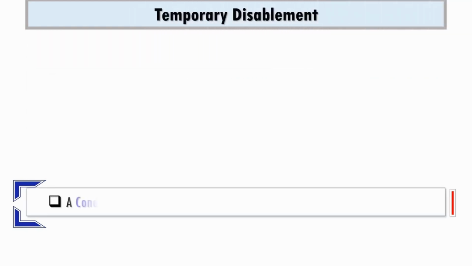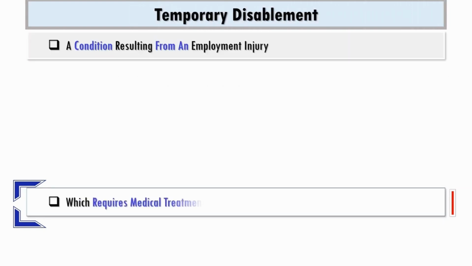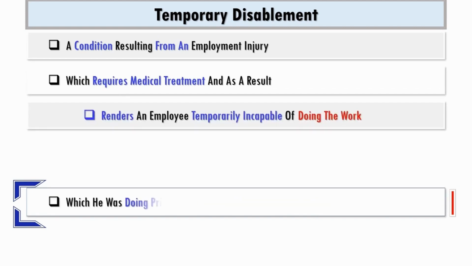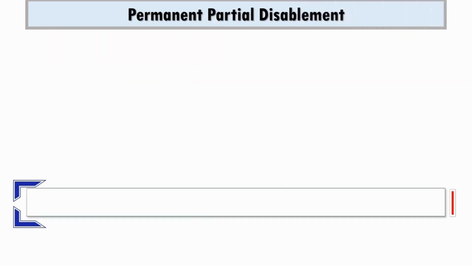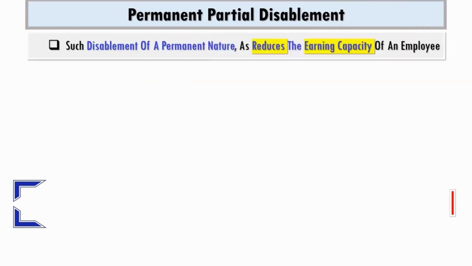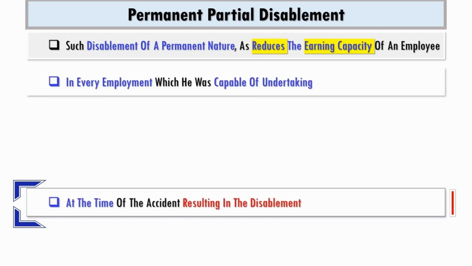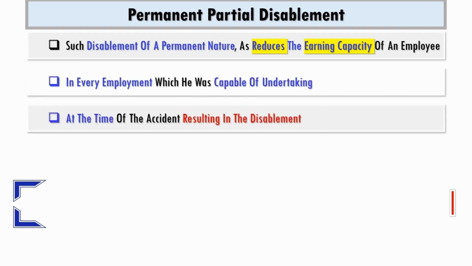Temporary disablement is a condition resulting from an employment injury which requires medical treatment, and as a result, the employee is rendered temporarily incapable of doing what he was doing prior to the injury. Permanent partial disablement is a disablement of a permanent nature. It reduces the earning capacity of an employee in every employment which he was capable of undertaking prior to the accident resulting in the disablement.